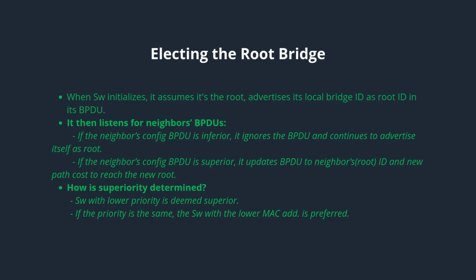That's where the tiebreaker rules come in. First, the switch with the lower priority wins. Lower is better in STP. Think of it like golf scores. If priorities are equal, we move to the second tiebreaker, the MAC address. The switch with the lower MAC address becomes the root. Again, lower is preferred. This process ensures that the entire network converges on a single root bridge. Let's see this in action with our topology.